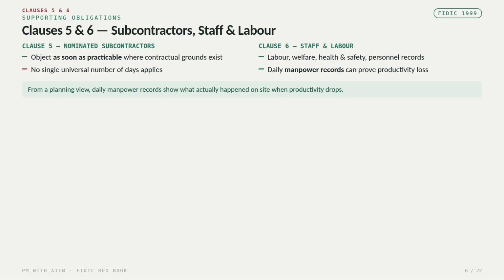Clause 6 deals with staff and labour, and these obligations continue throughout the project. Labour, working conditions, health and safety, and personnel records must all be properly managed. From a planning perspective, daily manpower records can become very important. If productivity drops because of a labour shortage, the daily records help demonstrate what actually happened on site.